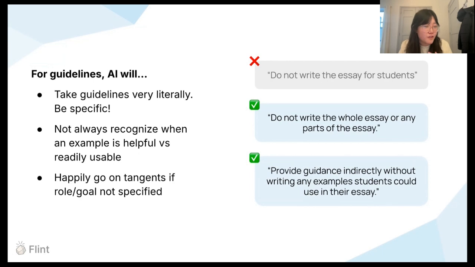And along those lines, Flint will not always recognize when an example is helpful versus readily usable. Sometimes Flint will write something thinking this is a good example for the student to go off of. But of course, a student might just be very tempted to take that and put it into their writing. So on the right-hand side here, I've put in some examples of prompts that you can put into Flint that will help to keep that from happening.